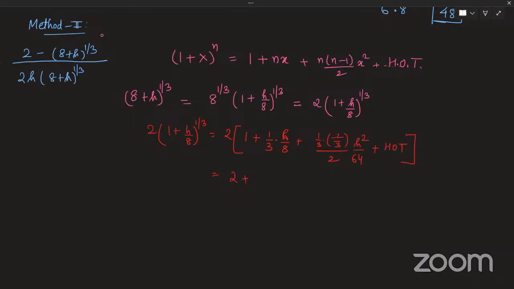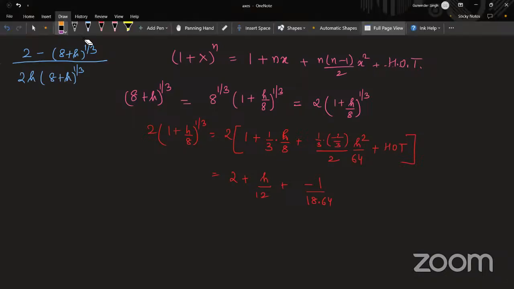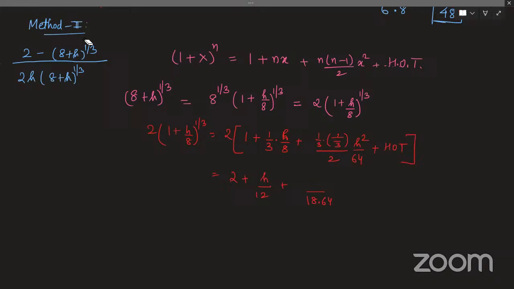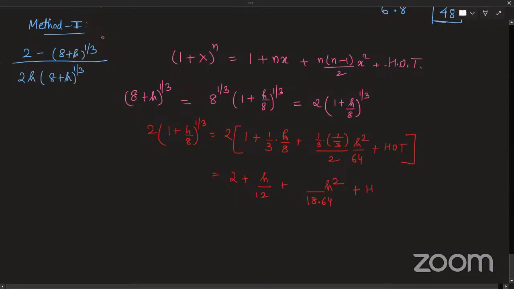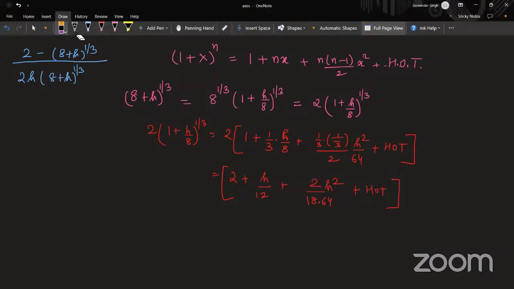So I have 2 plus h by 3 into 4, 12, plus minus 1 by 9 into 1 by 2 into 64. Just a minute. Is this correct? No, it is minus 2, right? Actually, this term was not required at all. We've just taken it. Okay. So over here I have minus 2 by 3. 2 got cancelled, so it will be 2 by 9, not 18.